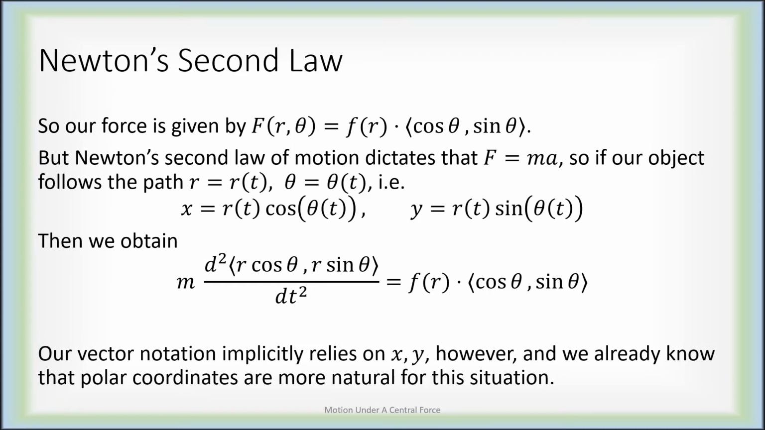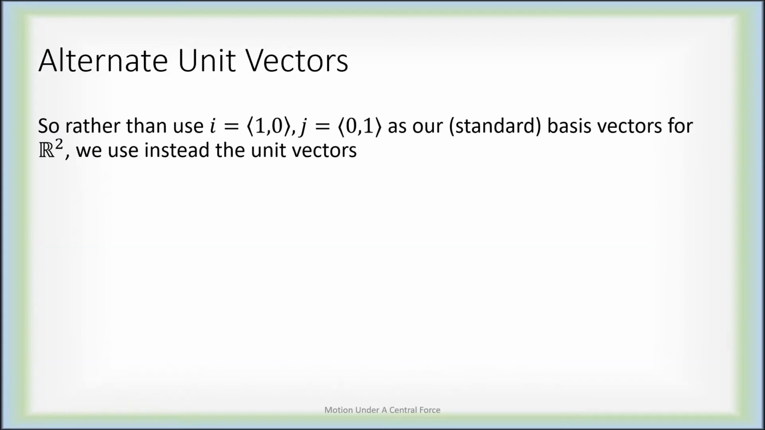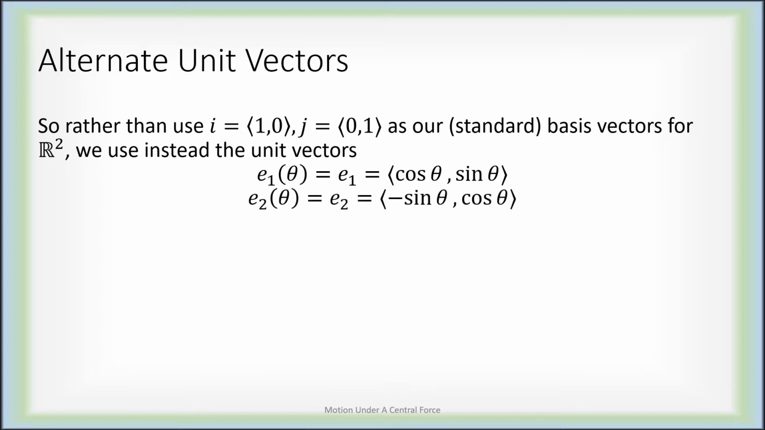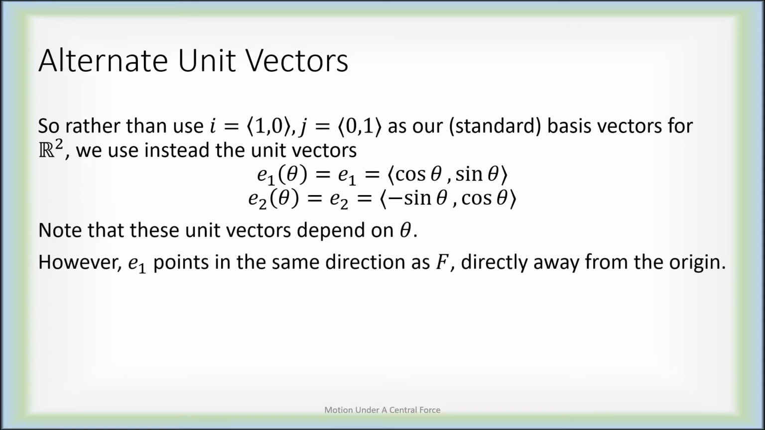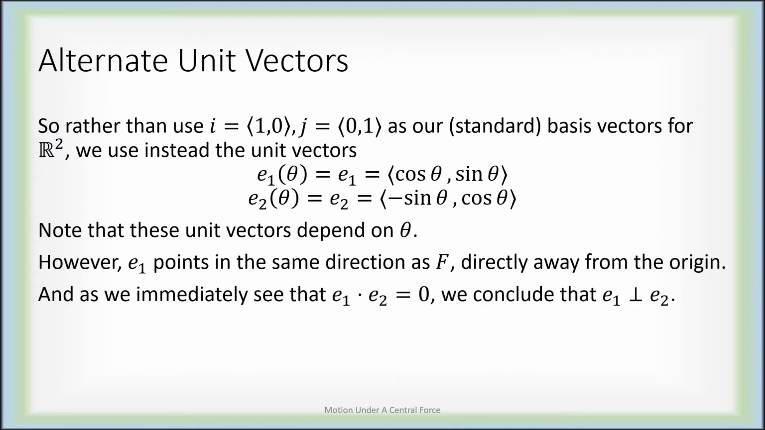Now the vector notation implicitly relies on x and y, and we already know that polar coordinates are more natural for this situation. So rather than using 1, 0 and 0, 1 as the standard basis vectors, instead we're going to use e1 and e2: cosine theta, sine theta, and negative sine theta, comma cos theta. These unit vectors actually do depend on theta, but e1 points in the same direction as the force vector, directly away from the origin. And we immediately see that the dot product of these two vectors is 0, so they are in fact perpendicular. Furthermore, if I take d by d theta of e1, I end up with exactly e2. And if I take d by d theta of e2, I end up with exactly negative e1.